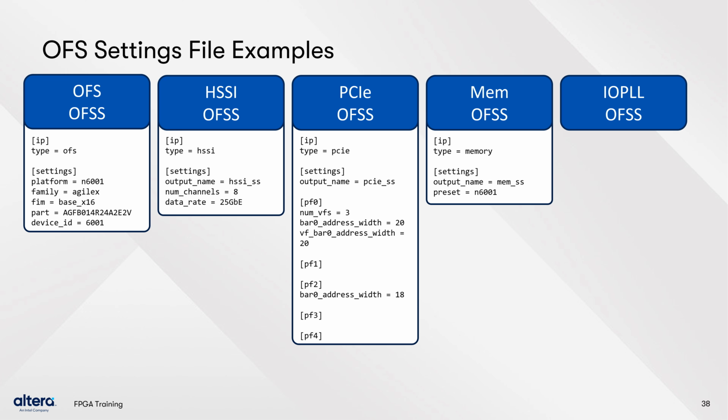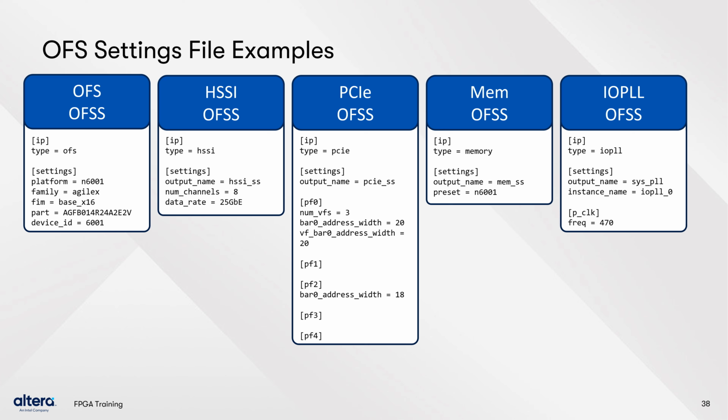In the IO-PLL settings file, the IP type is defined as IO-PLL. The settings section includes the output name and instance name, and a section called pclock defines the frequency of the IO-PLL. Again, this is just an example construction of OFSS files. You may use any combination of settings files with your desired settings during your design process. Refer to the Shell Developer Guide for detailed information on OFS settings file usage and available settings. You can find links to the Shell Developer Guides at the end of this training.